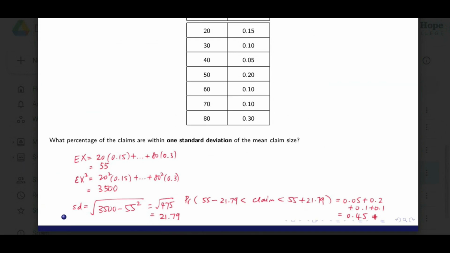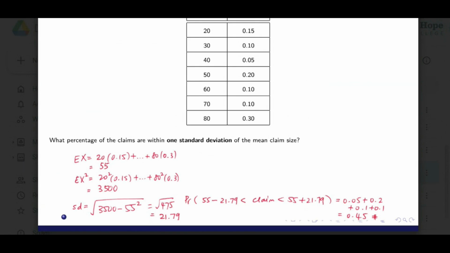The one thing I want to emphasize is, do you know what the question is actually asking? The question is asking, what is the probability that the claim is within one standard deviation of the mean? Did you interpret it this way? Let me explain. You will hear this kind of language quite a lot. If people say within one standard deviation, within two, then this is what it means. So here's the mean. Here's one standard deviation. It means between this and this.